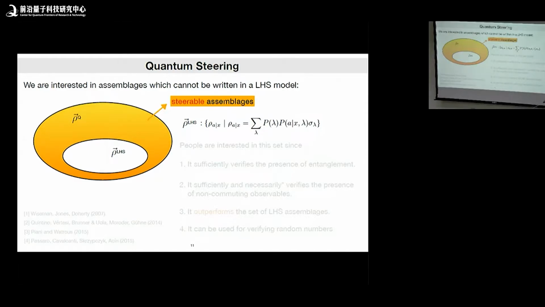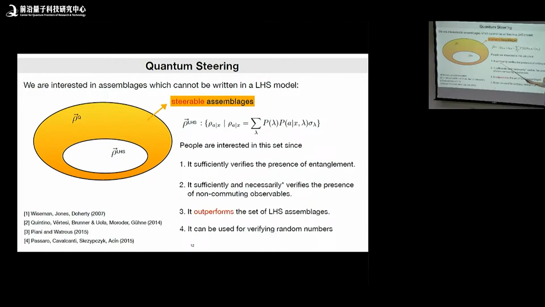People are also interested in this set because it sufficiently verifies the presence of entanglement. Secondly, it sufficiently and necessarily verifies the presence of non-commuting observables of Alice. And third, it outperforms the set of local hidden state assemblages. In some sense, there always exists a quantum information task in which any point of this set can outperform any local hidden state assemblage. And finally, this steerable assemblage can be used for verifying random numbers.